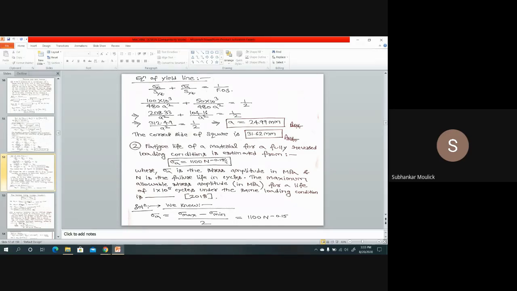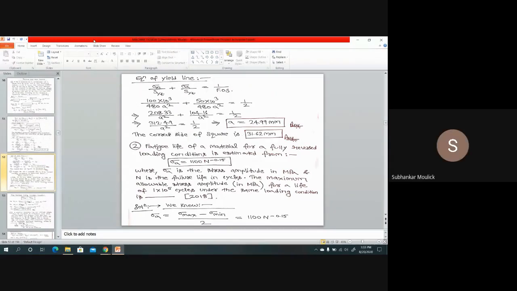I am just writing the equation of amplitude stress. That is sigma max minus sigma mean by 2, which is equal to this expression that is given in the problem, 1100 n to the power minus 0.15. Is there any doubt? No, sir. Okay.